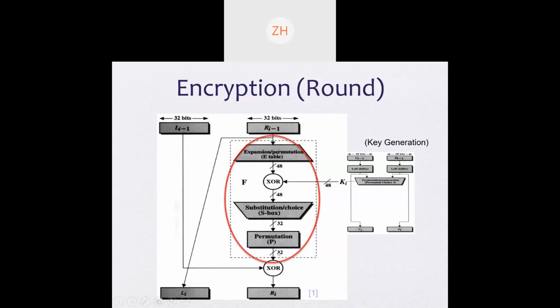The output from the function will be XORed with the left hand side, exactly like the Feistel block cipher. And then the new right will be the output from the XOR, and the new left hand side is the previous right hand side block. So it's exactly the same. That's why if you understand the Feistel block cipher, insyaAllah you will understand this.